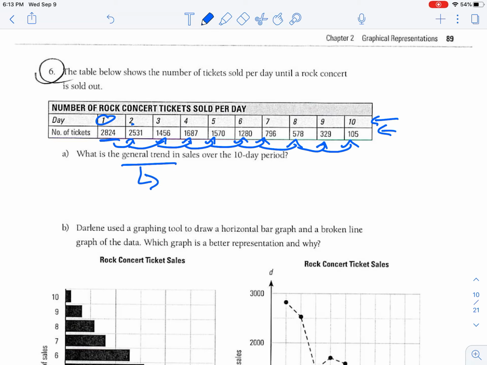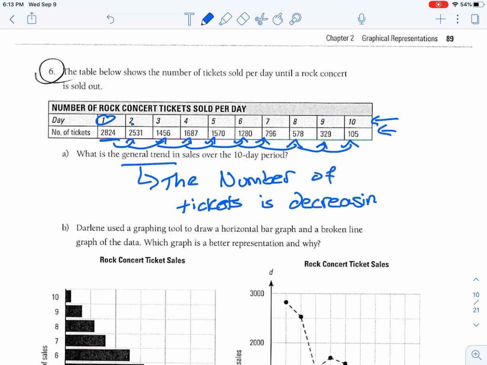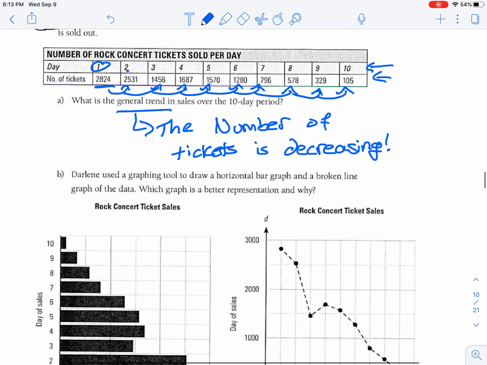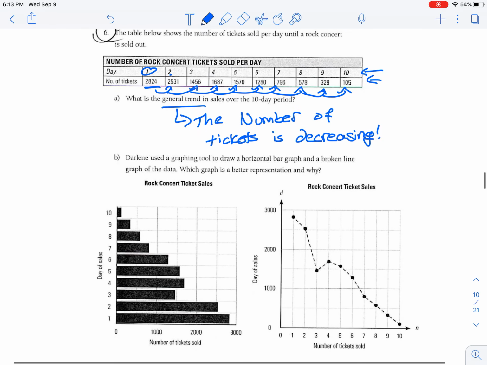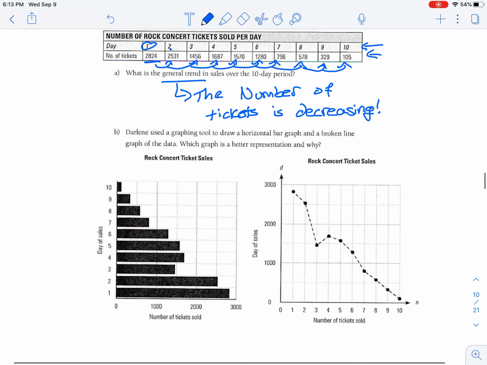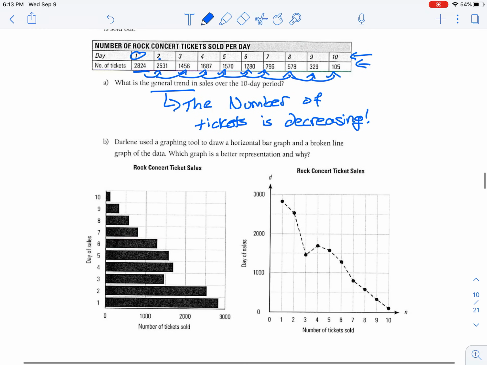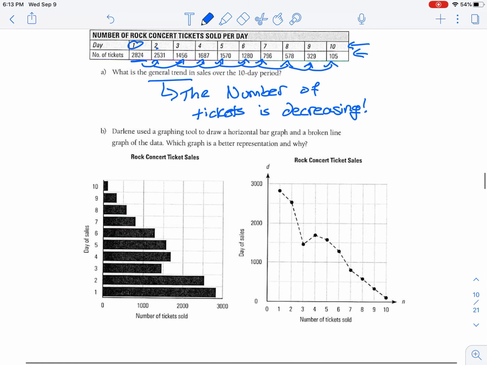The general trend is the number of tickets is decreasing. Okay. Now B says Darlene used a graph tool to draw a horizontal bar graph and a broken line graph. Which graph is better representation and why?